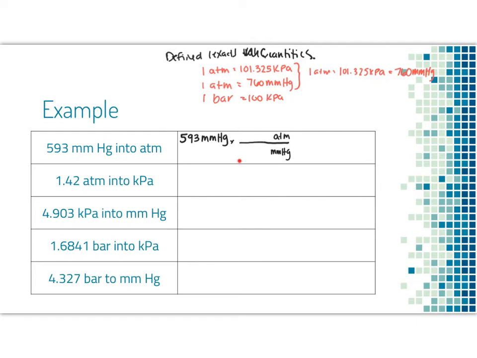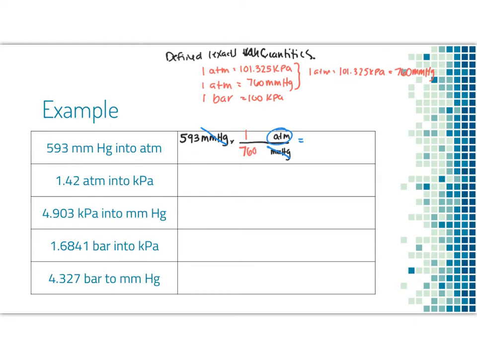From here, we need to decide which conversion factor has both of these units in it. Well, atmospheres and millimeters of mercury are equal here. So I'm going to take that conversion factor. I know that 1 atmosphere is equal to 760 millimeters of mercury. Because millimeters of mercury are on the top and the bottom of a fraction, the units cancel, and the only unit left is atmospheres, which is what we wanted our answer in.